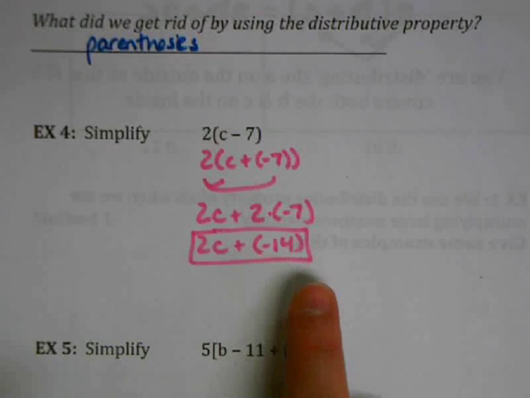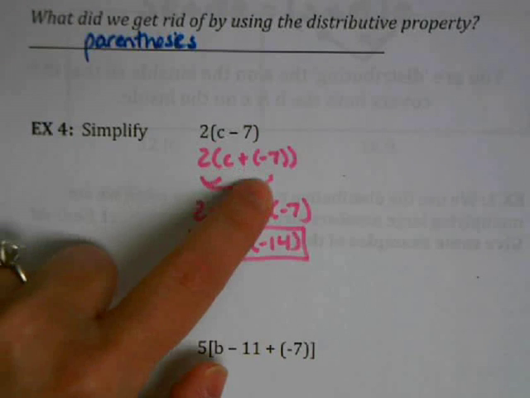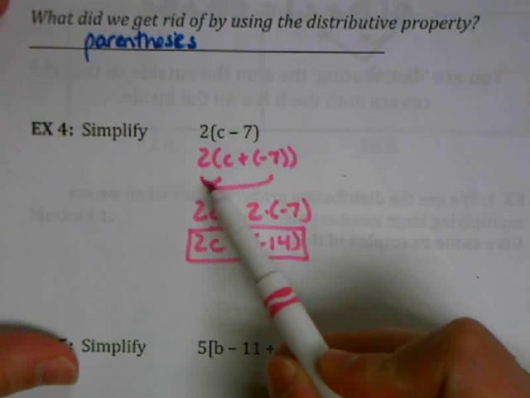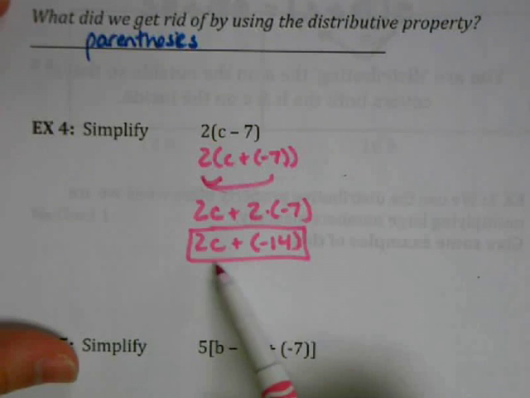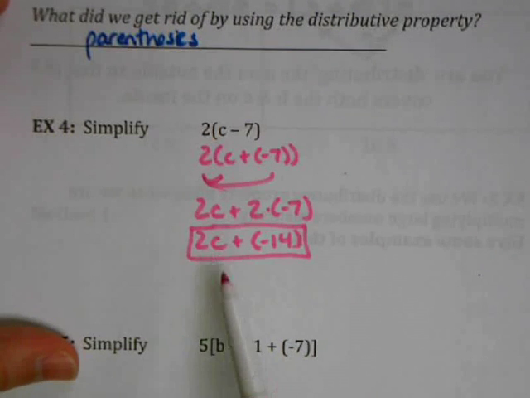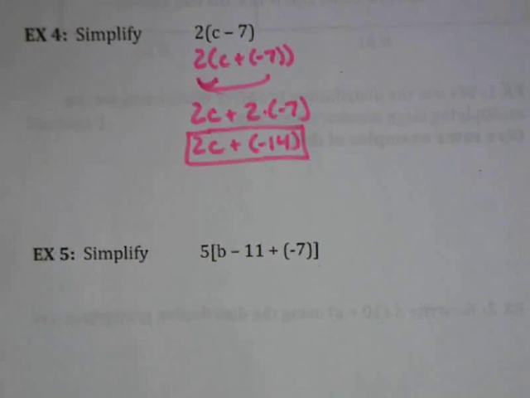All right, when we last left off, we were looking at the distributive property here, and we decided that we needed to change the subtraction to adding the opposite. And then we went ahead and distributed 2 times c plus 2 times negative 7. And we wrote that out. We got 2c plus negative 14. And they're not like terms. They don't have the same variable, so we couldn't combine them. So we were done with that one.